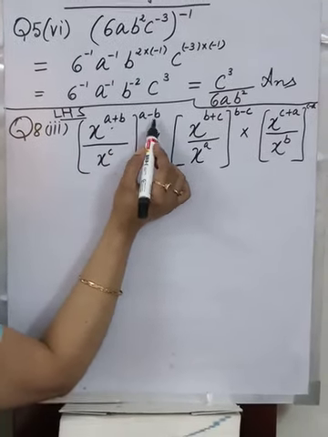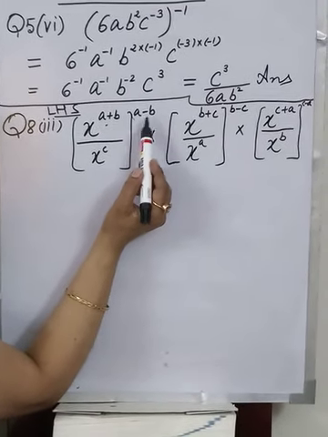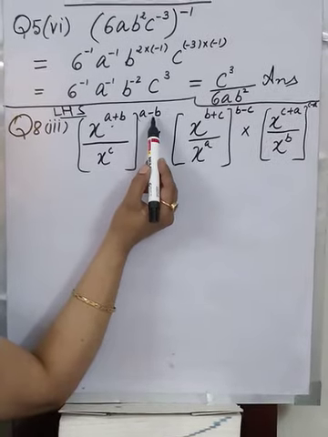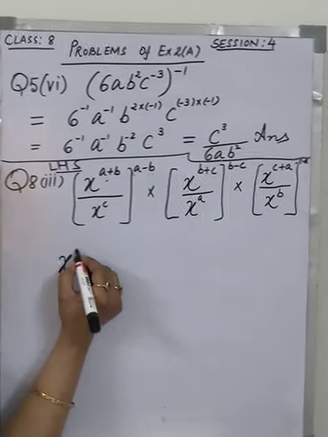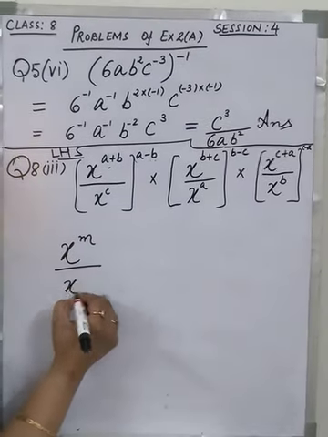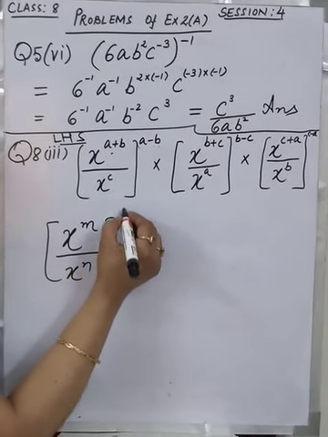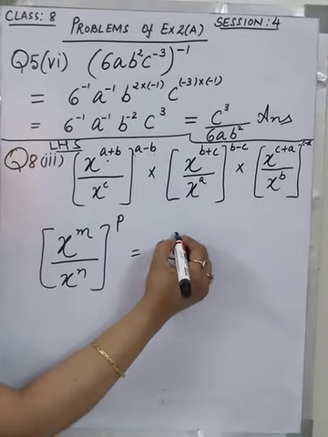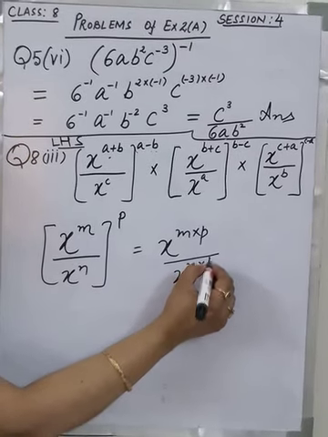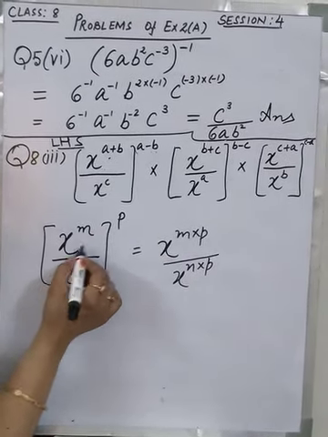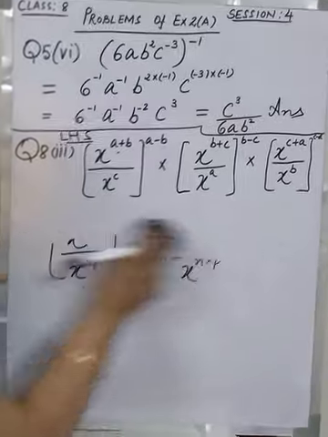We have power on power. We know power on power, power gets multiplied. So that means this power a minus b is with x to the power a plus b, as well as this power a minus b is with power c also. Remember this law. X to the power m, x to the power n, and whole to the power p. That means x to the power m into p and x to the power n into p. That means this power p is with x to the power m, as well as this power is with x to the power n. Remember the law.